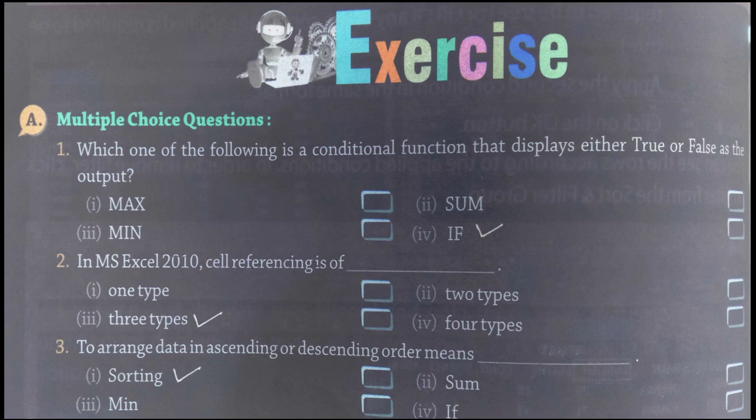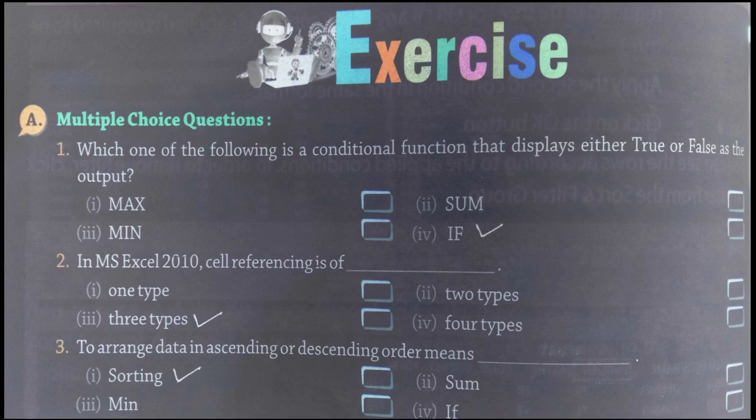Multiple choice questions. First one, which one of the following is a conditional function that displays either true or false as the output? So the correct option is IF. IF function is used to display either true or false. In MS Excel 2010, cell referencing is of three types as we have studied. To arrange data in ascending or descending order means sorting. In the column points, it is mentioned as the last third one. Sorting data refers to the arrangement of data in either ascending or descending order.